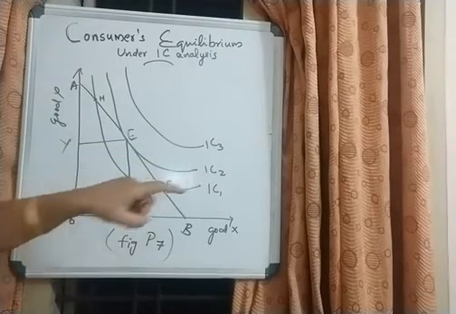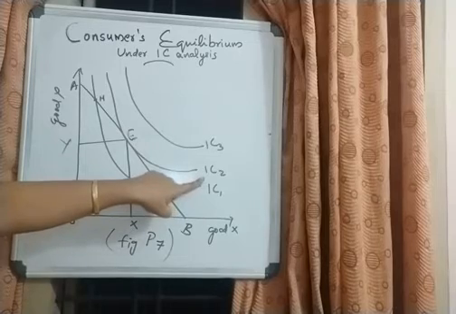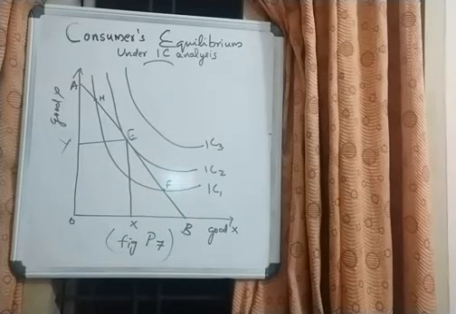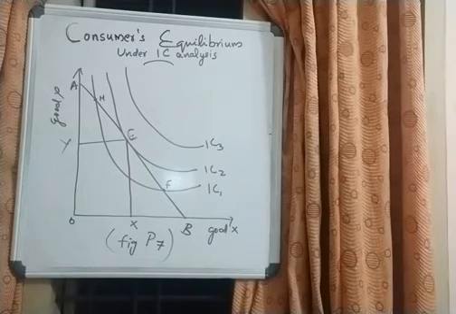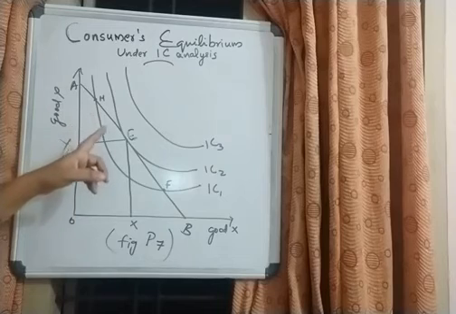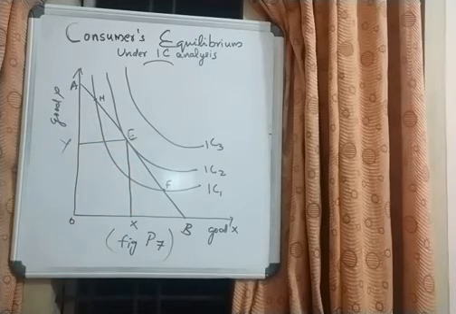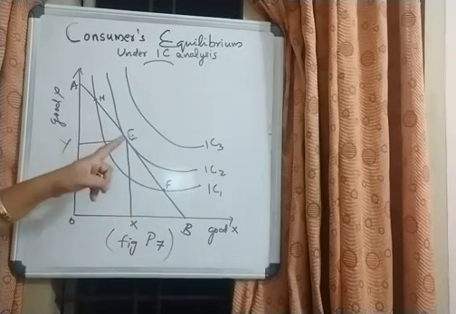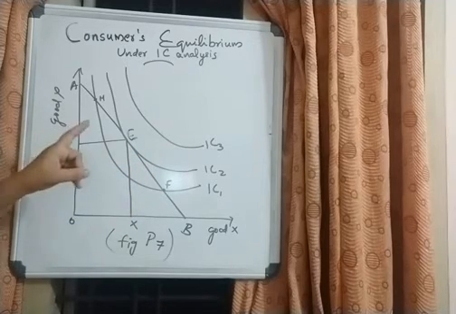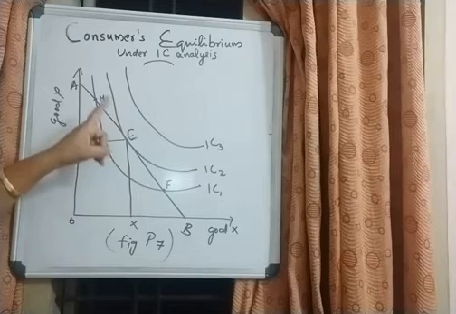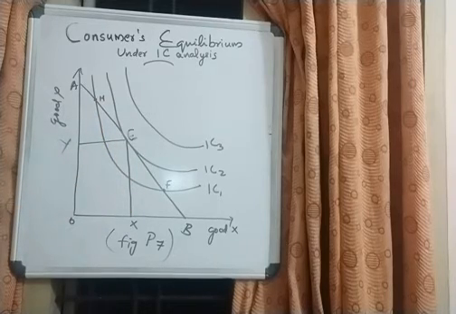IC2 is the highest possible indifference curve. Points M and F are not equilibrium points. At point E, the slope of the indifference curve is equal to the slope of the budget line. That is, at this point, the indifference curve is tangent to the budget line.